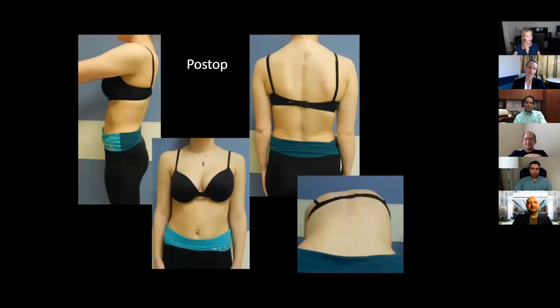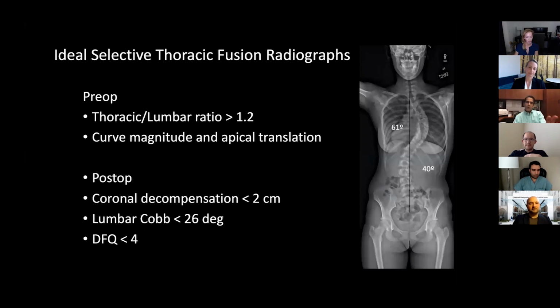And the best patients for that are patients who have these ratios between thoracic and lumbar curves of greater than 1.2, where the curve magnitude of the thoracic curve is bigger than the lumbar, the thoracic curve is stiffer than the lumbar, and you're not at risk for lumbar decompensation.